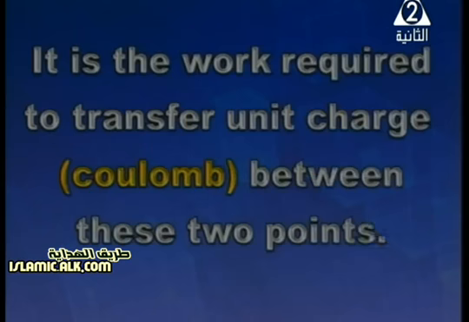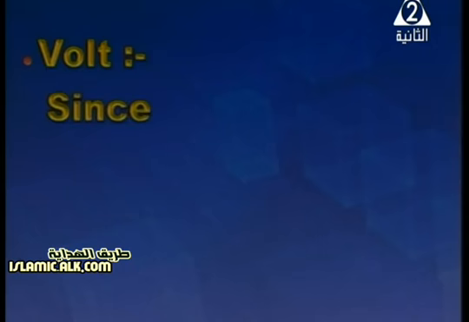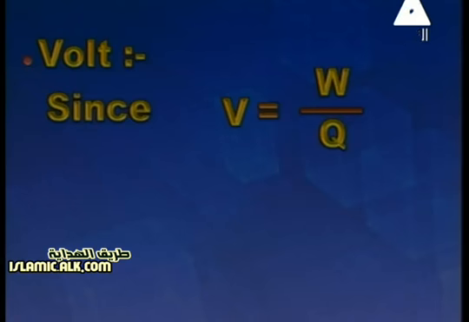So it is the work required to transfer unit charge between these 2 points. Unit charge means 1 coulomb between these 2 points. Since V is equal to W over Q, V is potential difference, W is electric energy, and Q is charge, the amount of electricity.